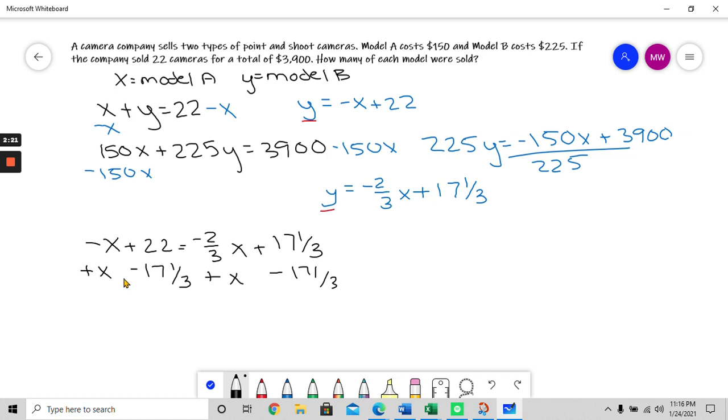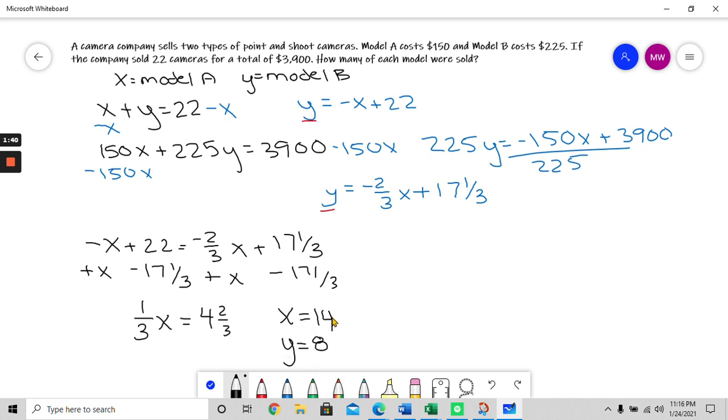And I'm going to be left with, let's see, I'm going to be left with 1/3 x equals 4 2/3. Divide both sides by 1/3, and we're going to get x equals 14. If x equals 14 and x plus y equals 22, that means y equals 8.